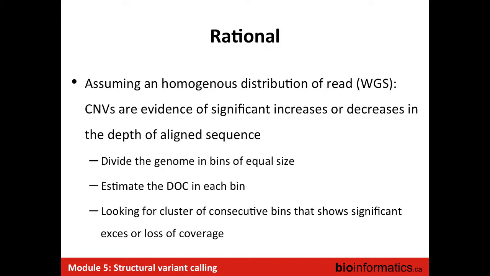So it works really well, except that this assumption is not always true. How it works: you divide your genome into bins of equal size, and you can choose your bin size. This choice will have an impact on the resolution, but also an impact on the noise and the false positives. Then you estimate the depth of coverage in each bin. And then you look for a cluster of consecutive bins that show either a significant excess or loss of coverage. So it's where NGS meets the methods of CGH arrays, which are the measure of depth, and you do exactly the same: you do segmentation of your genome, and then you look at the variation of coverage.